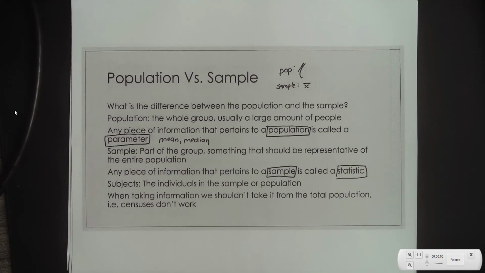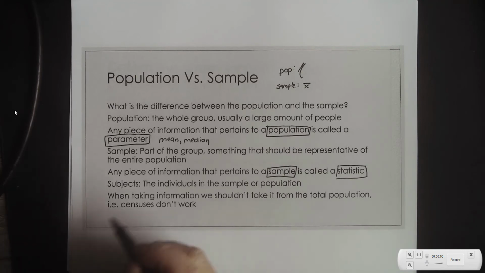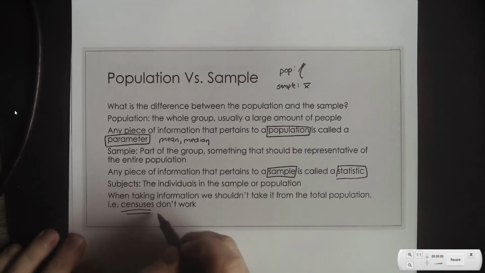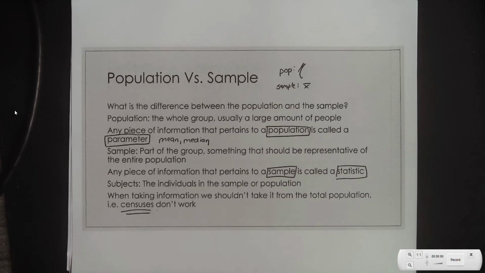The individuals in the sample or population are called the subjects. These are the individual things. Again, they don't have to be like humans or anything. They can just be anything that you are talking about in that sample itself. When taking information, we shouldn't take it from a total population. Basically, censuses don't work, especially 10-year censuses. Sorry, government, they really don't work that well. Even though we're forced to do them, they're really not that good.